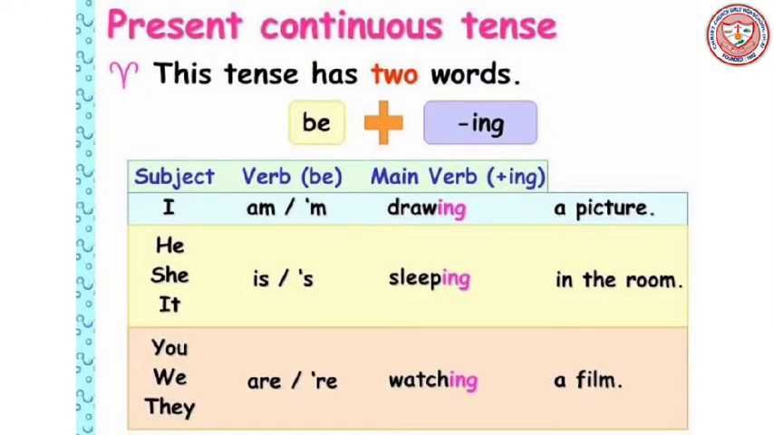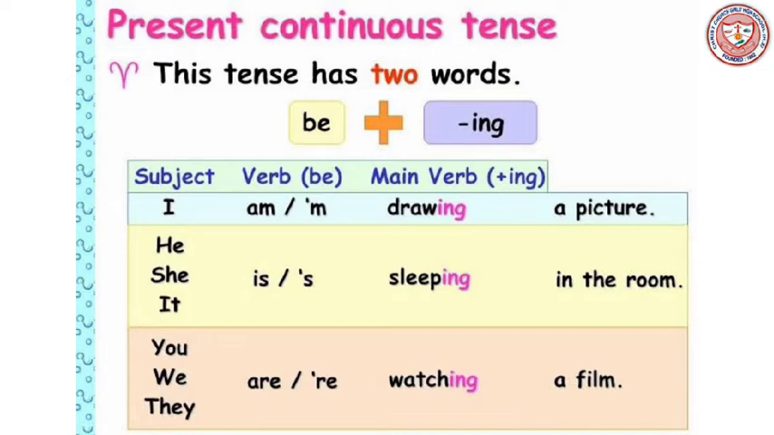Now look at the chart. Subject I. The form of be verb we are supposed to use is am. So I am, then main verb plus ing, draw plus ing, drawing. I am drawing a picture. So right now what am I doing? I am drawing a picture. Present continuous tense.